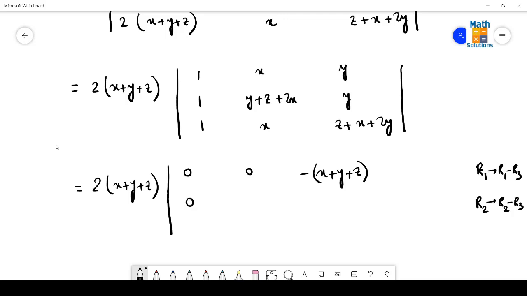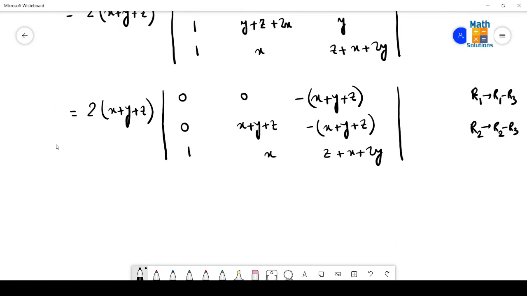Similarly, here also it will be 0. Then we can write here x plus y plus z. Then after, here again after subtraction, we shall be getting minus x plus y plus z. 1 x, then z plus x plus 2y. So very clearly we can take common x plus y plus z from the first row. Again from the second row we can take common x plus y plus z. So in total this x plus y plus z was initially present. So in total 3 such terms are multiplied outside the determinant.